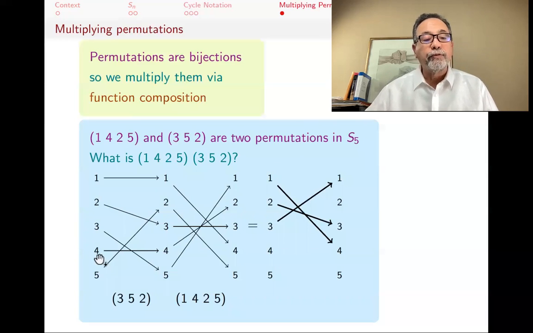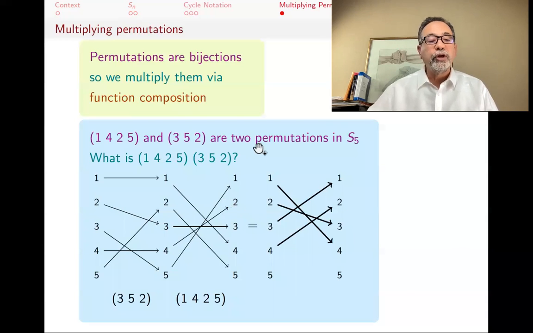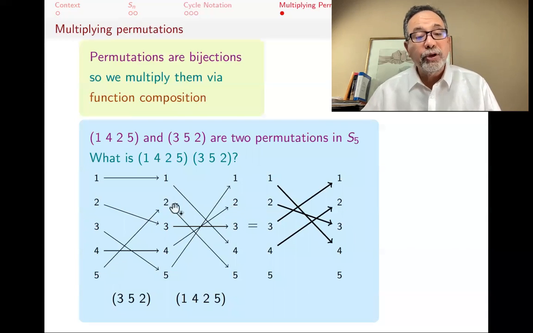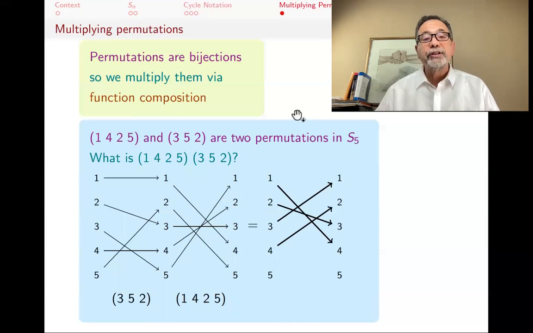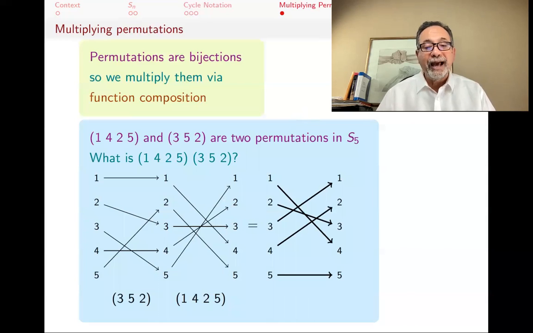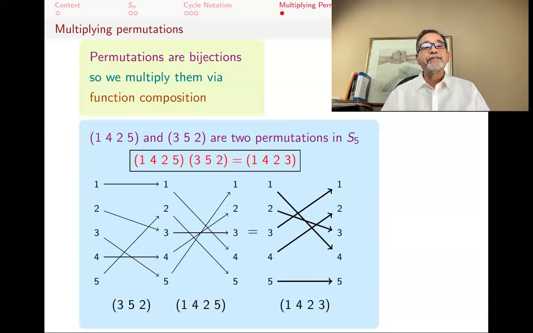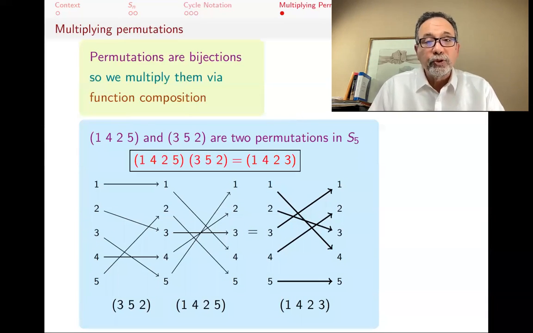What happens to 4? 4 is fixed, but then it goes to 2. So 4 goes to 2. What about 5? 5 goes to 2 and then back to 5. So actually in the product, 5 is fixed. So there it is. There is the product, and we can now actually write it in cycle notation if you like. It's 1 goes to 4, 4 goes to 2, 2 goes to 3, 3 goes back to 1, and 5, which we haven't written, is fixed. The result is that 1, 4, 2, 5 times 3, 5, 2 is 1, 4, 2, 3.